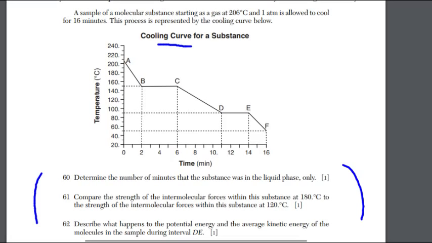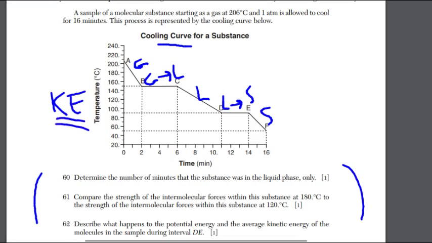So first thing you're going to do before you answer any questions is label the diagram. Let's put the phases on there. So we're starting with a gas, then we have gas to liquid, liquid, liquid to solid, and then solid. Okay, remember temperature is a measure of the kinetic energy of the particles. So we're going to use that hand in hand as well. All right, let's take a look.